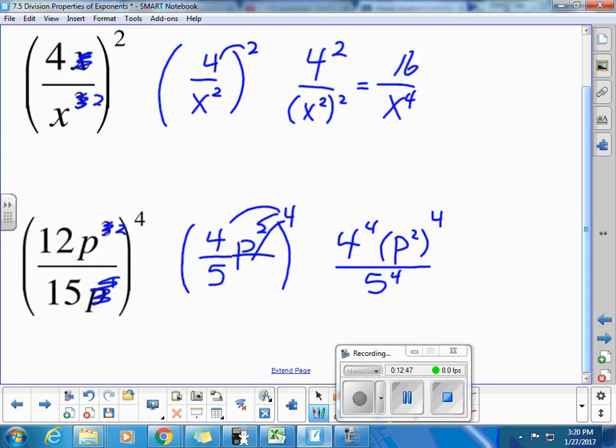So we are going to get big numbers because 4 to the fourth is 256. And this p to the second raised to the fourth, power raised to a power is multiplication. So p to the 2 times 4, or p to the 8th, over 5 to the fourth, which is 625. So we have 256 divided by 625, and that can't be simplified, so that's just going to be our answer, 256 p to the 8th over 625.